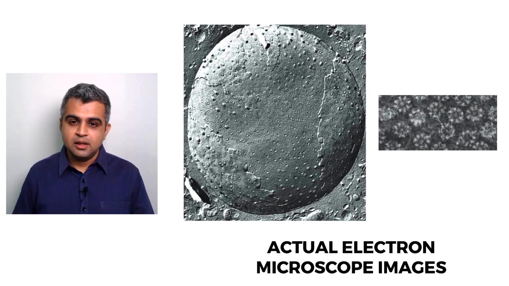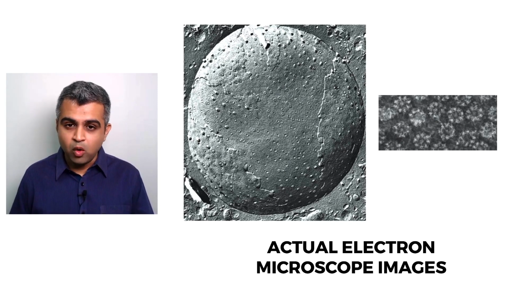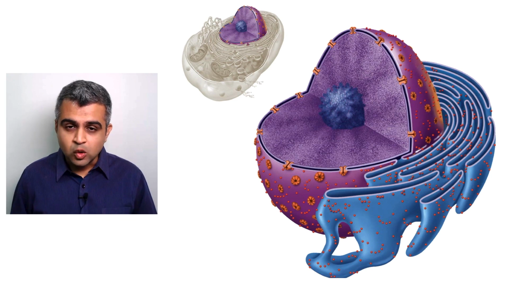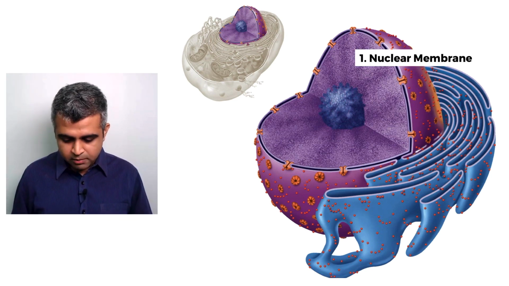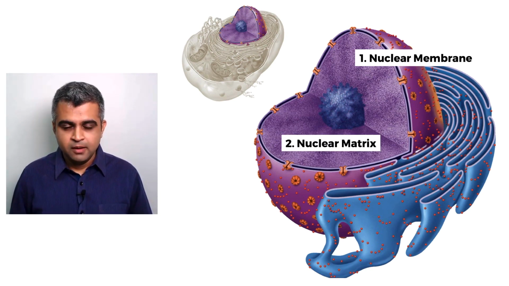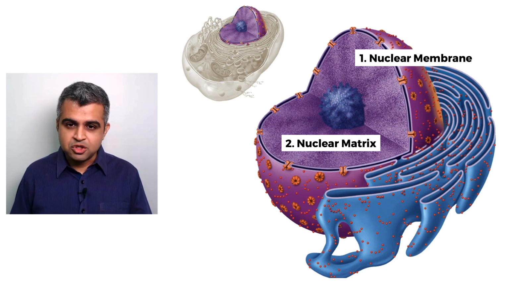So this is how we know by modern electron microscopy that the nuclear pores actually have these proteins which are going to protect the pore. So what are the parts of a eukaryotic nucleus? You have the nuclear membrane or the nuclear envelope, and you have the nuclear matrix. We have just finished the discussion on the nuclear membrane or the envelope. So I hope that part is now clear to everybody.